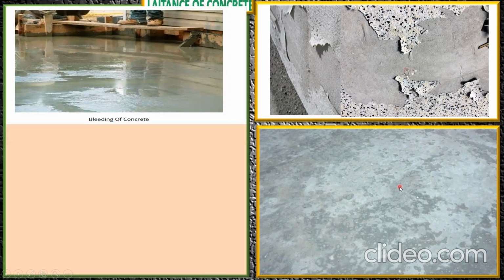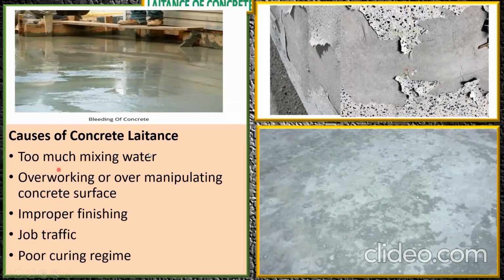Now, how can you reduce this? Again with the very same things. First is too much mixing water. Then overworking or over manipulating the concrete surface, that is, over compaction. Improper finishing: if you don't do the proper finishing, the chances are the water may come to the top, right? Next is poor curing. Even if you don't do the curing after this, then these are the reasons for the bleeding to happen, right?